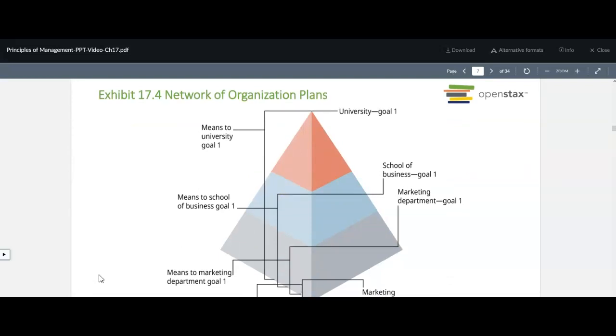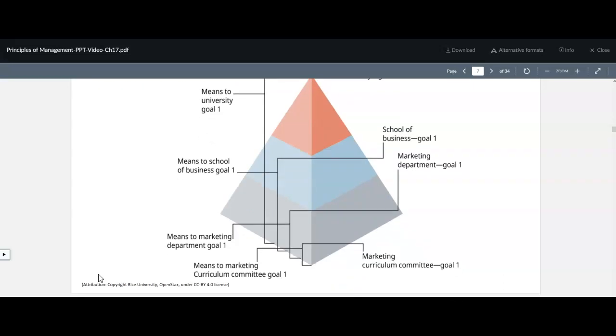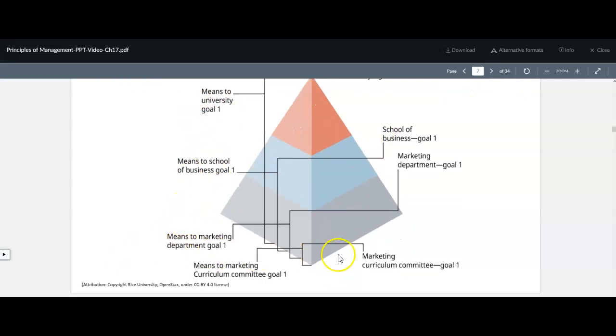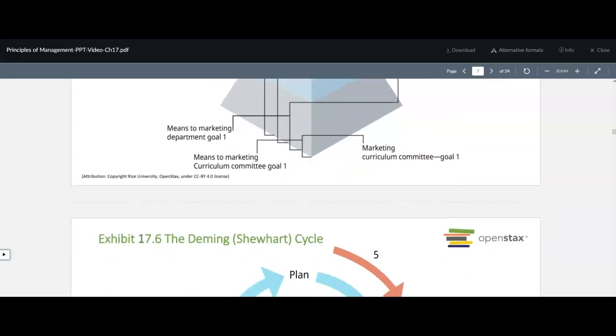And then here's just an example of how an organization might do some planning. So you have a high-level goal at the university level, and then each school or each department, let's say, in an organization, and then all the way down to a committee or an individual or a department. So this is what it could look like. Everybody should ideally be marching in the same direction towards goals.